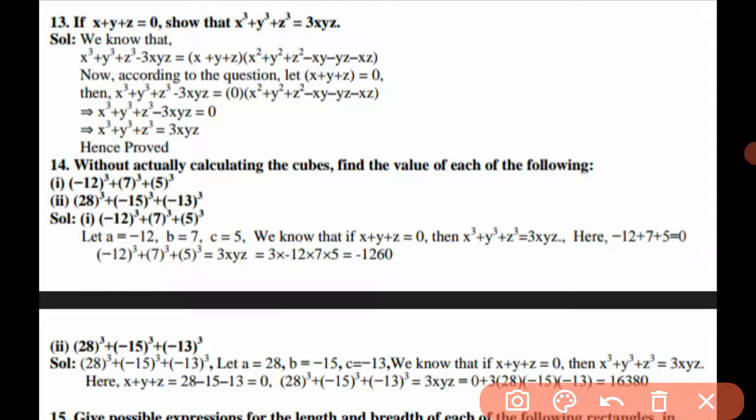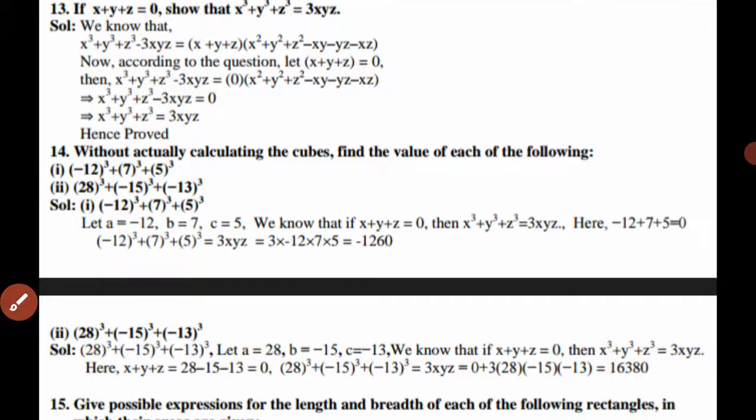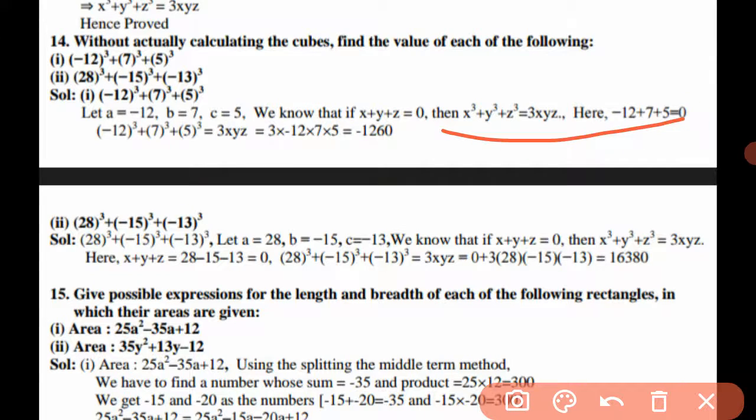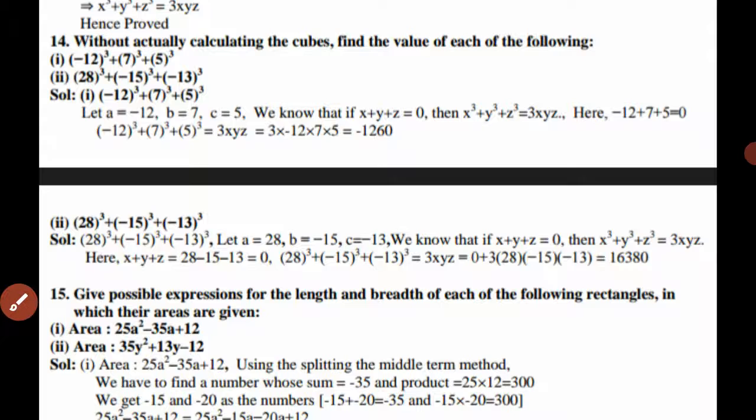Now after this, see question number 14. In question number 14, without actually calculating the cube, find the value of each of the following. So here also we will use the same identity. So by using the identity, (−12)³ + 7³ + 5³. So here a equals −12, b equals 7, c equals 5. By putting the values in the given identity, we can prove it. Similarly, its second part you can also try.